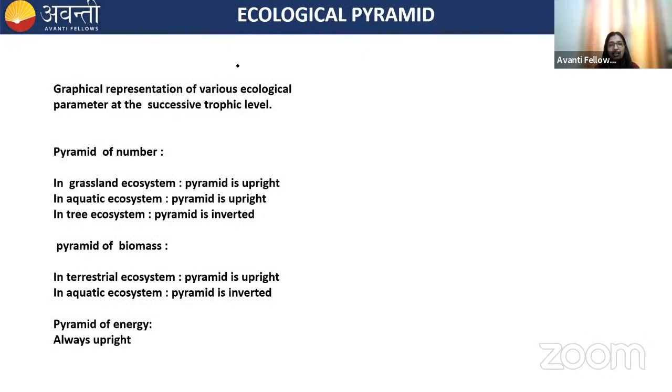Now let's discuss the ecological pyramid. It is the graphical representation of the various ecological parameters at the successive trophic levels. Parameters could be biomass, number, or energy.